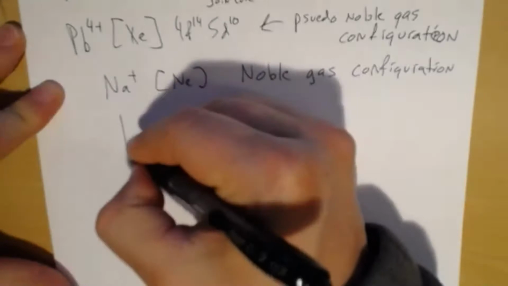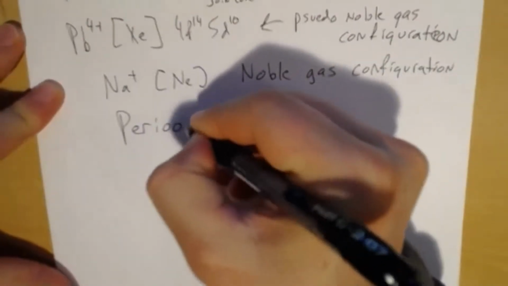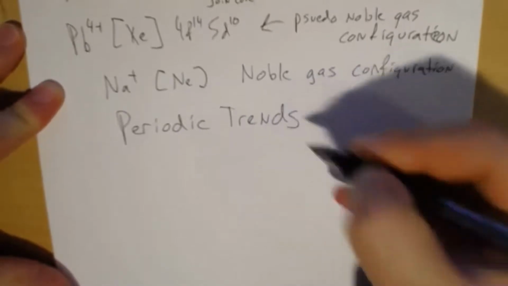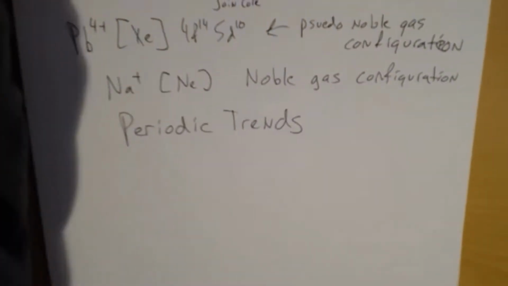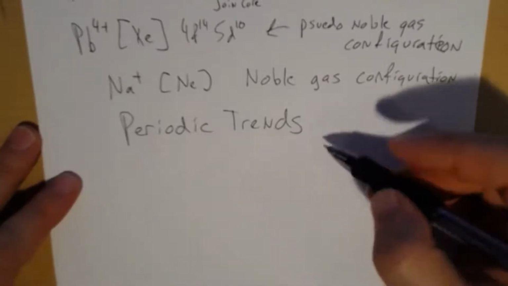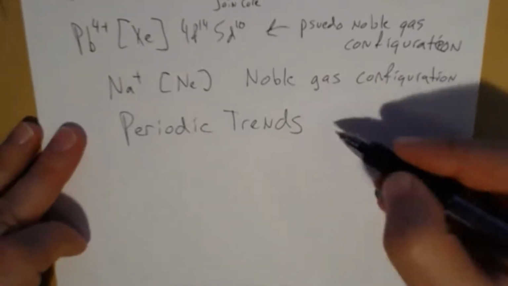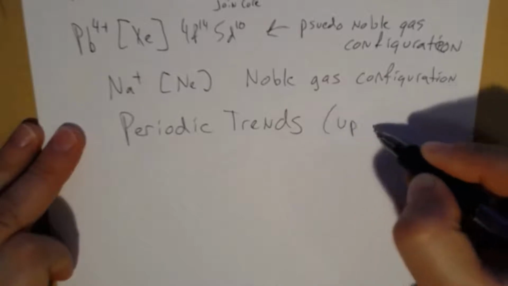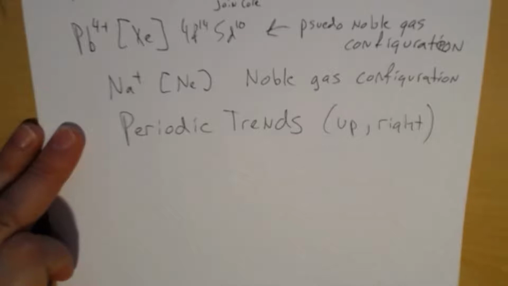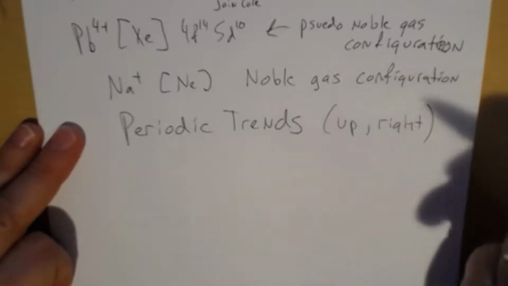The next idea is called periodic trends. And if you get these, they're really easy test questions. So I want everyone to say back to me, can you say up and to the right? Can you guys repeat back, up and to the right? Up and to the right. Okay, and that's the trend.